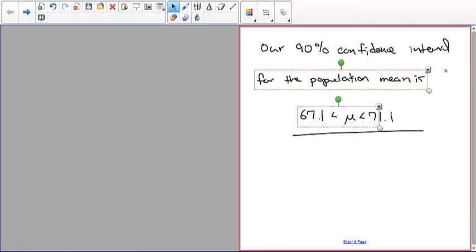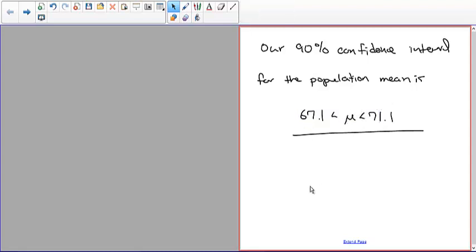And what that means is that if we use this procedure, 90% of the time the population mean will be within the interval specified. So we don't know if this works or not, but we're pretty sure, we're not really sure, but we're pretty sure that the population mean is between these two values.